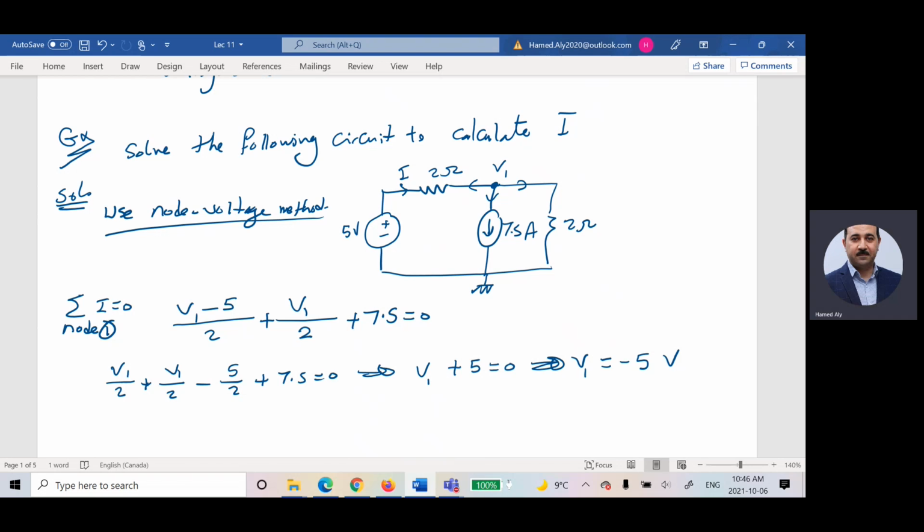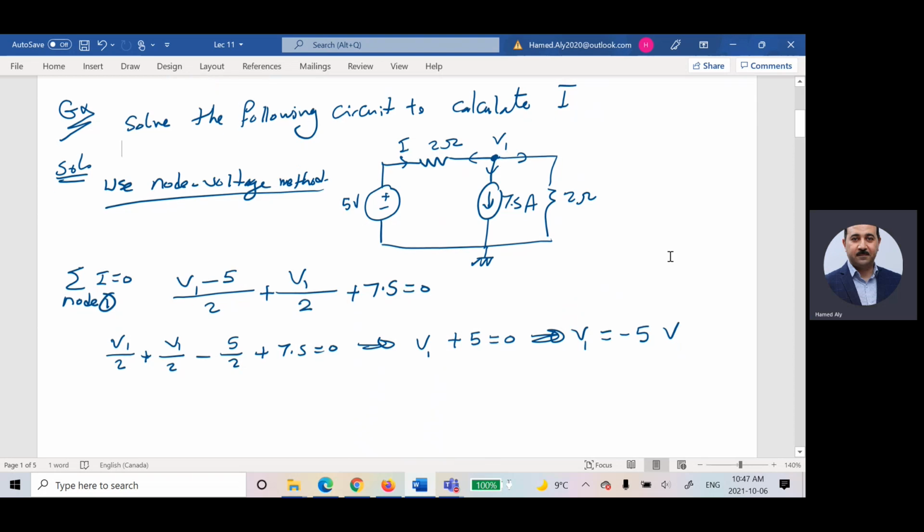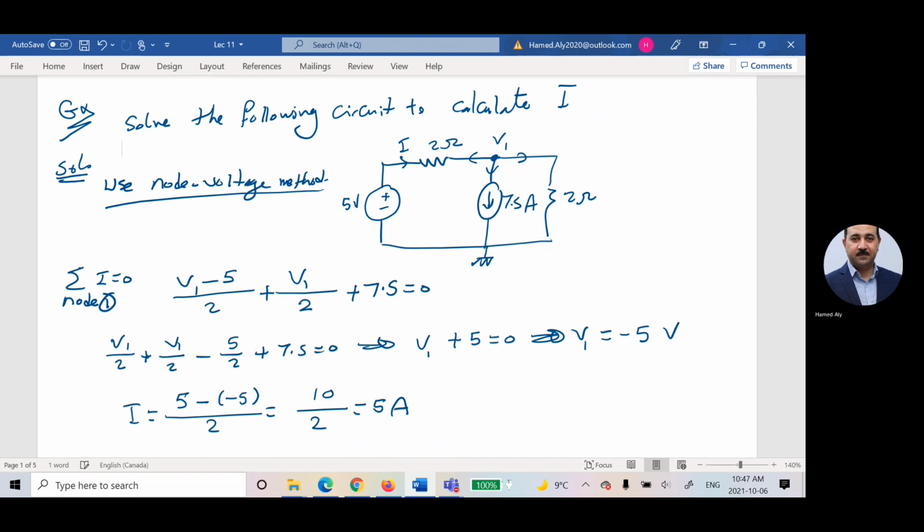If V1 is equal to negative 5 volts, I can find I. I is from this point to that point. The voltage for that point is 5, and the voltage for that point is negative 5. So I can say the current I is equal to (5 minus negative 5) divided by 2, which is 10 divided by 2, which is 5 amps. Any question for that problem? Okay, so I have already calculated I. It is equal to 5 amps.